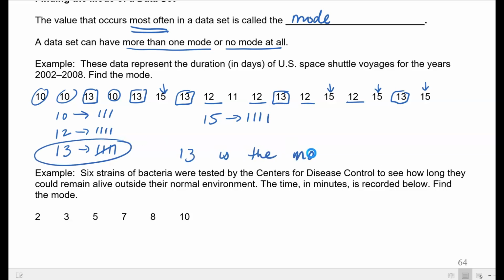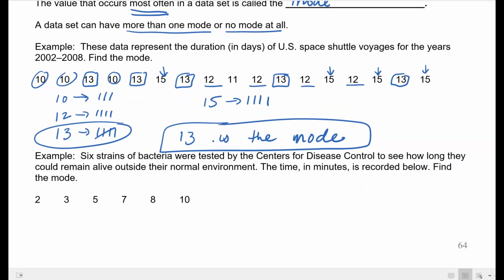because it repeats the most. And we're not going to list the other ones. Even though they repeat, they don't repeat as much as 13, so they're not listed. The next example shows you an example where there would be no mode because every value only occurs one time.